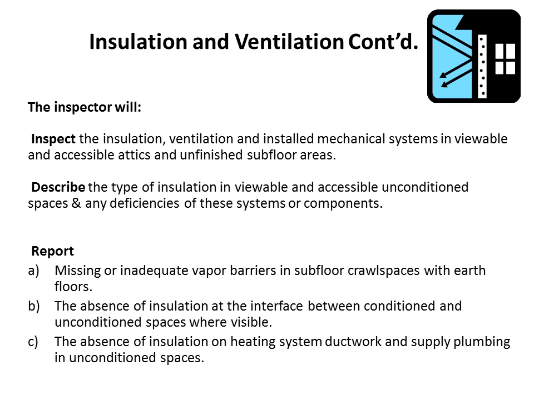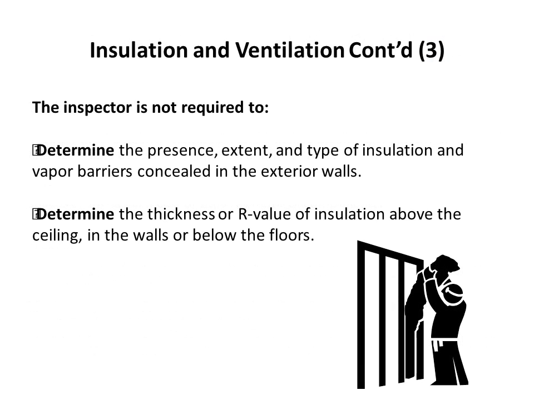Report missing or inadequate vapor barriers in subfloor crawl spaces with earth floors, the absence of insulation at the interface between conditioned and unconditioned spaces where visible, and report the absence of insulation on heating system ductwork and plumbing supply in unconditioned spaces. The inspector is not required to determine the presence, extent, and type of insulation and vapor barriers concealed in the exterior walls, or determine the thickness or R value of insulation above the ceiling, in the walls, or below the floors.